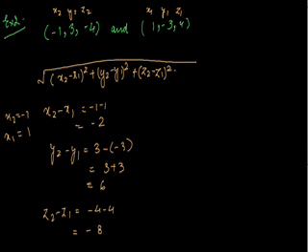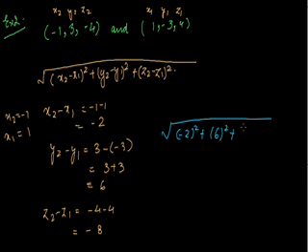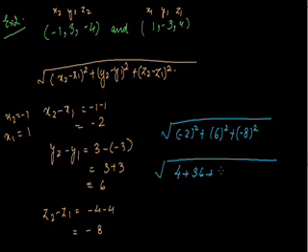Applying this, what we get is (-2) whole square plus 6 whole square plus (-8) whole square. Now (-2) whole square is 4, 6 whole square is 36, and (-8) whole square is 64. 36 plus 64 is 100, and 100 plus 4 is 104. So the distance between these 2 points is root of 104 units. This is how we can find the distance between any 2 points using the distance formula in 3 dimensions.